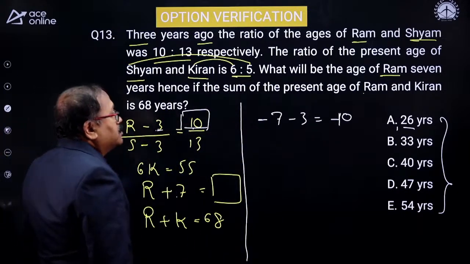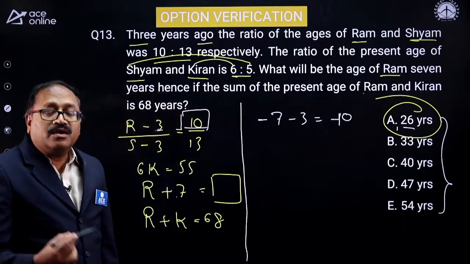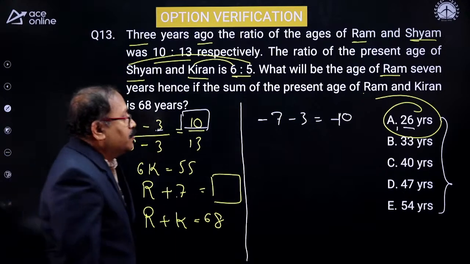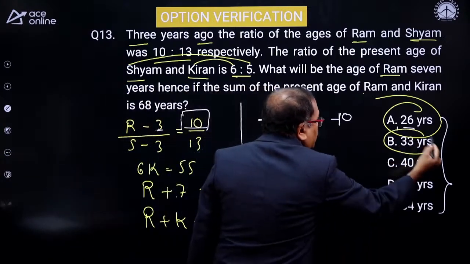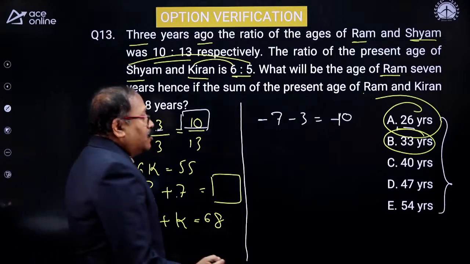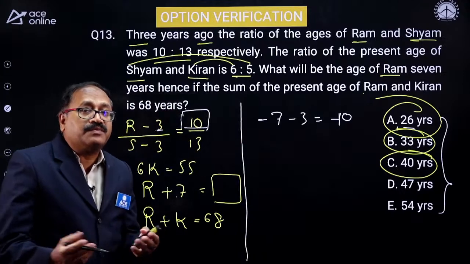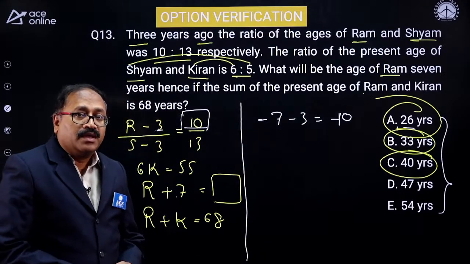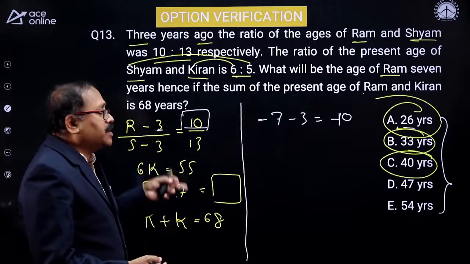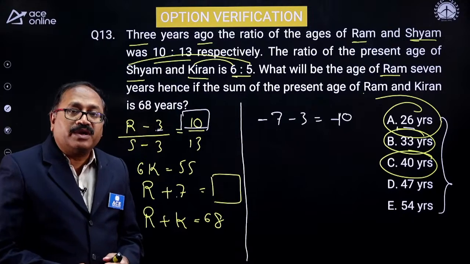Check the first option. From 26, if you take out 10, it's 16, not a multiple of 10. From 33, if you take out 10, it's 23, not a multiple of 10. Now from 40, if you take out 10, it is 30, that means it is a multiple of 10. Is there any other option with a multiple of 10? Then only I will verify the other factors, or else 40 should be my answer.